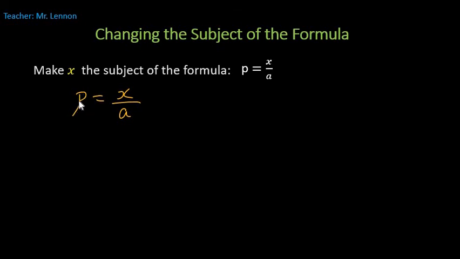P is isolated. So therefore, we need to have x in that position. We need to have x equal. We need to have the x isolated and written on the left hand side. So how do we remove the a that is actually dividing x?